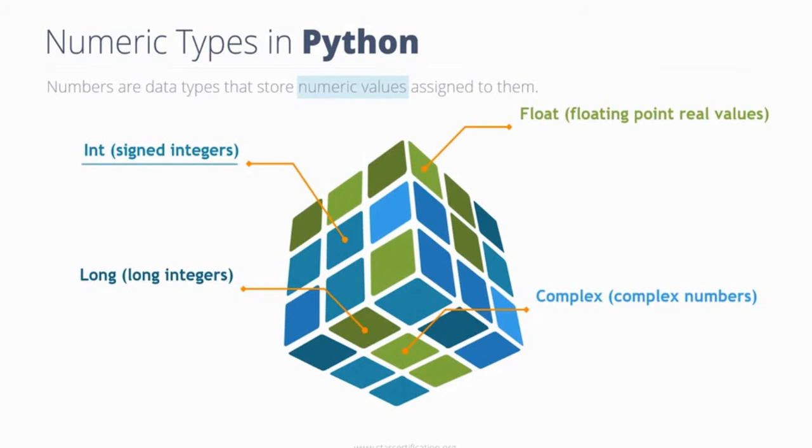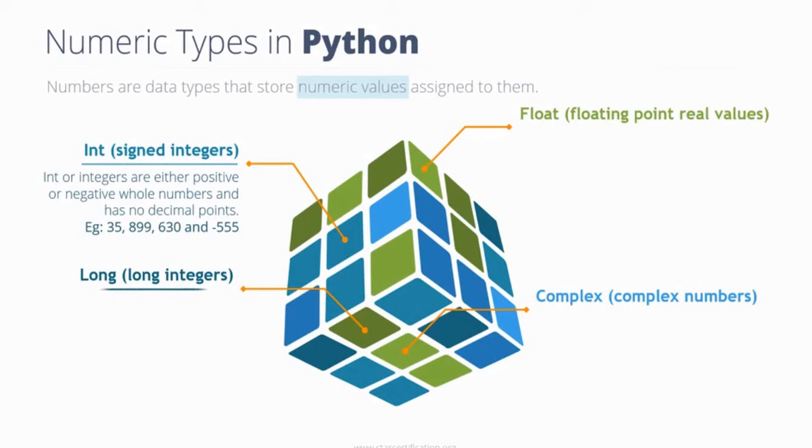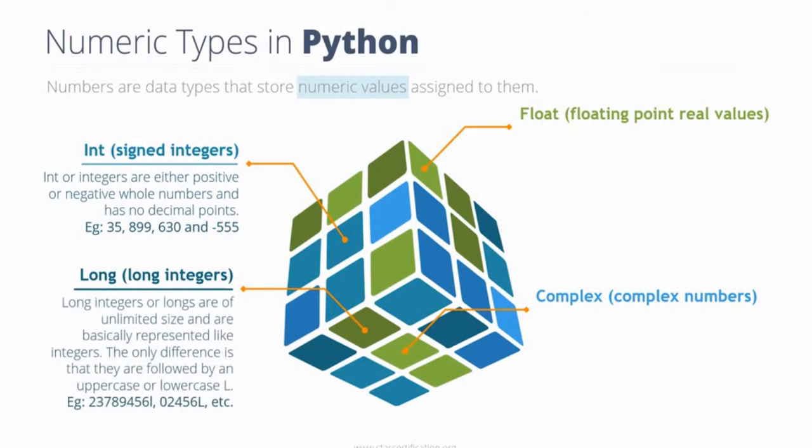Int, or signed integers. Integers, also called int, are either positive or negative whole numbers and have no decimal points. Long, or long integers. Long integers, also called longs, are of unlimited size and are basically represented like integers. The only difference is that they are followed by an uppercase or lowercase L.